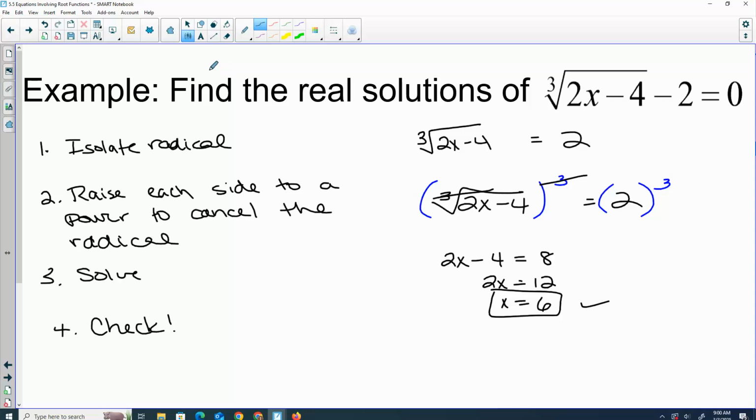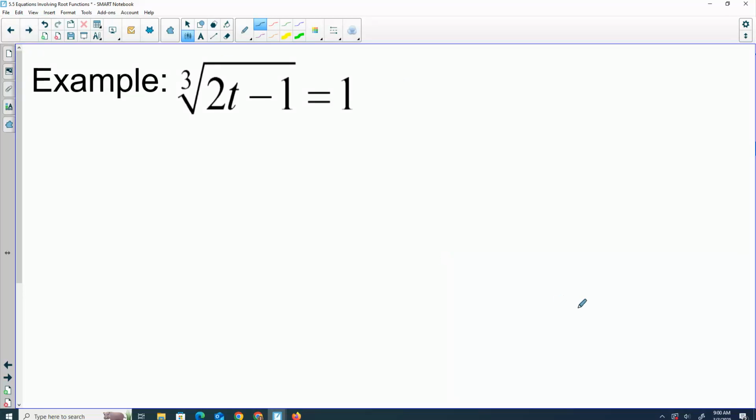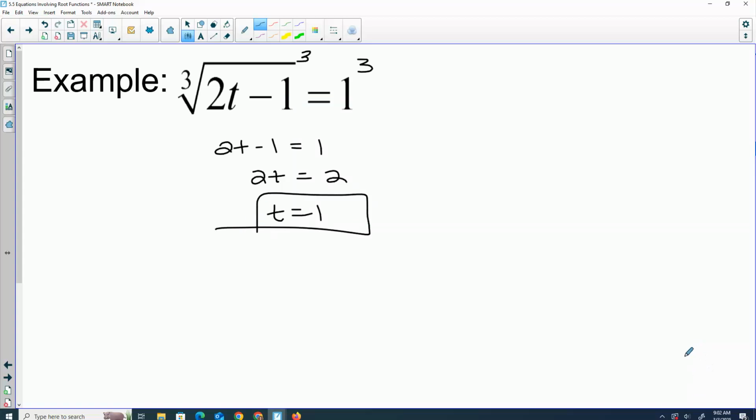All right. I want you guys to try one. So you guys solve this one for me. All right, so my radical's already by itself. Opposite of a cube root is a cube. So if we cube each side, 2t minus 1 equals 1. So 2t equals 2 and t equals 1. And when you plug it in to check it, you get the cube root of 1, which is 1. So that one's good.